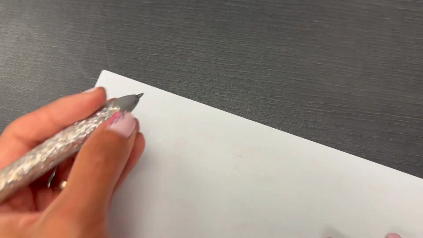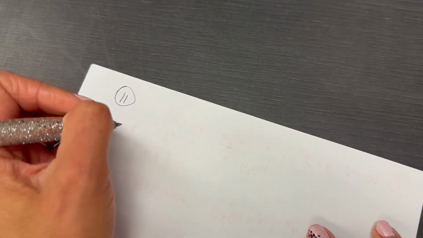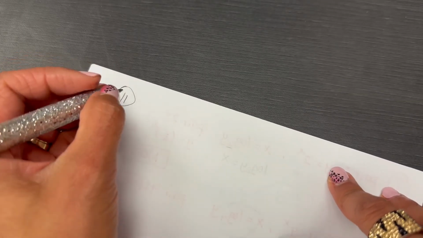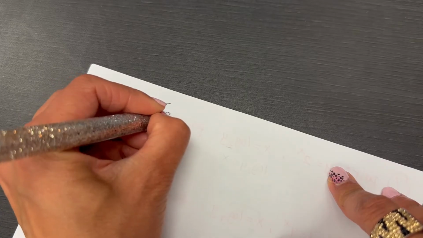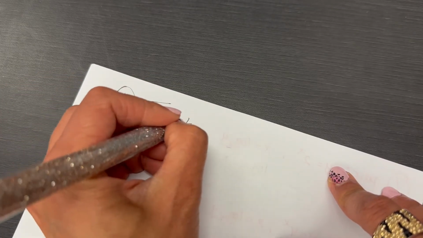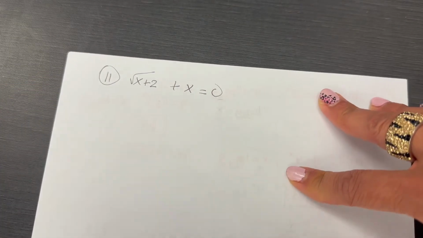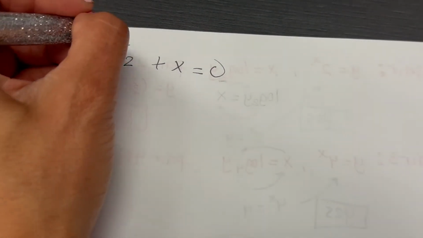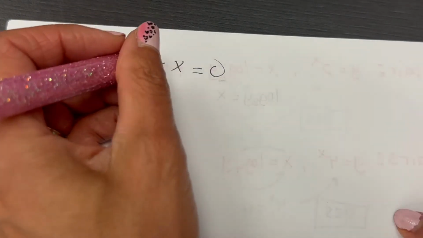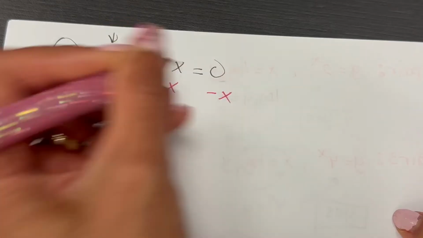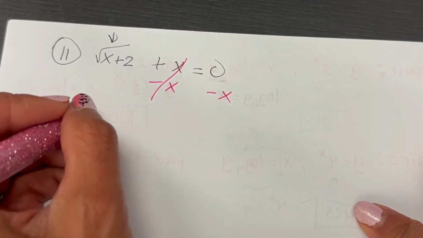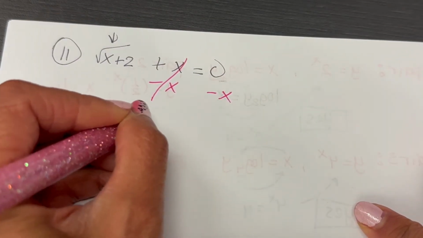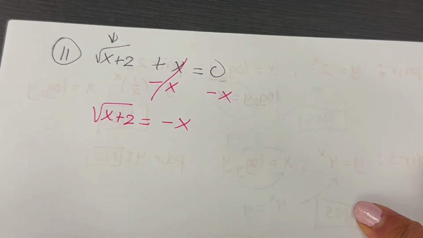Number 11. Solve algebraically for all values of x. So we've got the square root of x plus 2, plus x equals 0. Okay. So what I gotta do is I need to isolate that radical first. I need to get this by itself. So I gotta move that x. It's being added. The opposite of addition is subtraction. So I need to subtract x. So I'm gonna get the square root of x plus 2 equals negative x.